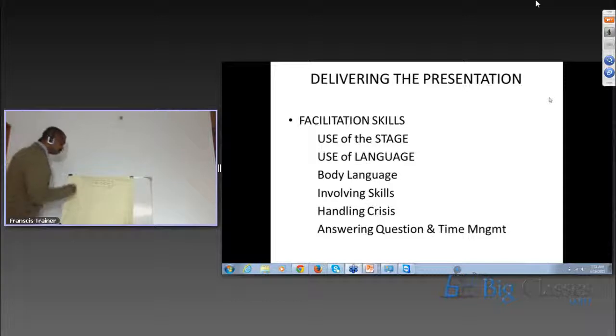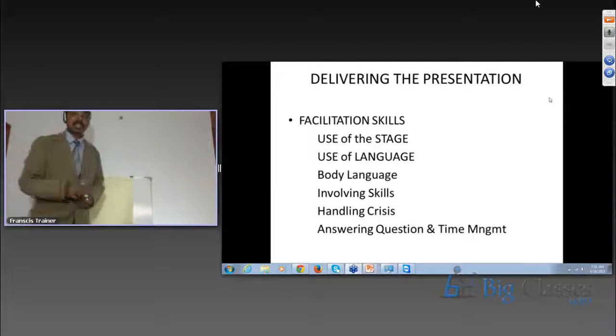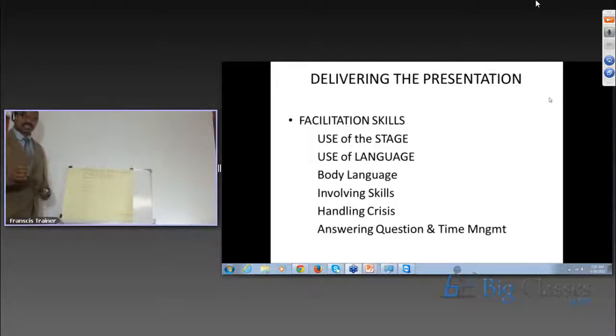Now you would have content over here. When I say content, the content should always be in bullets. So I write down some content over here, some content over here, some content over here, some content over here.